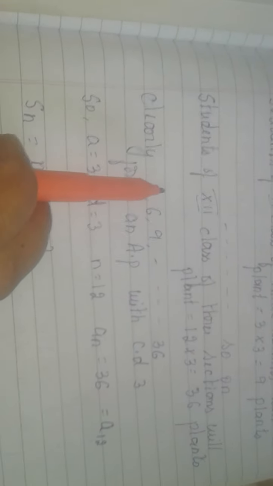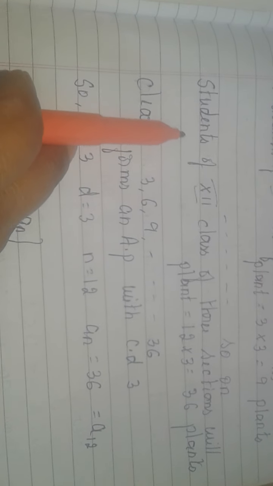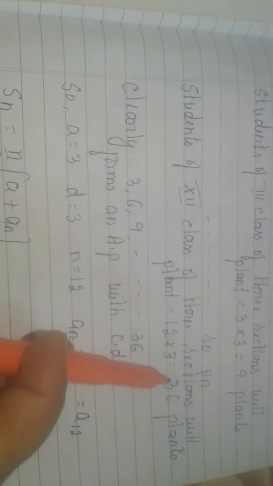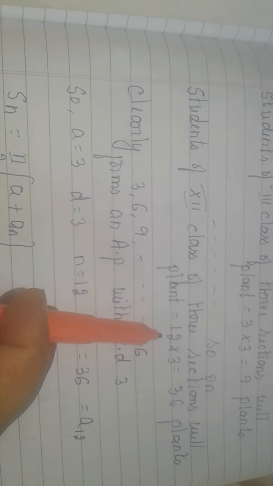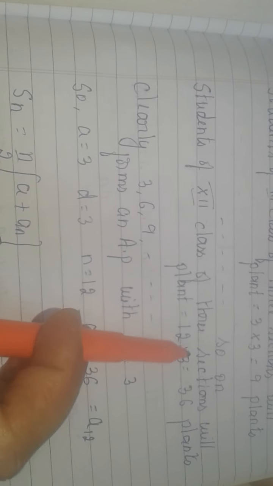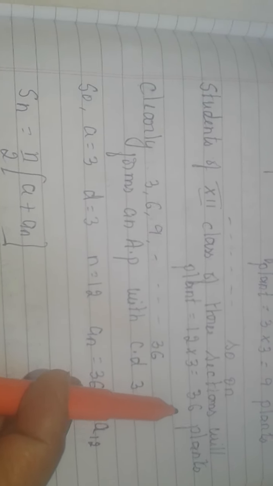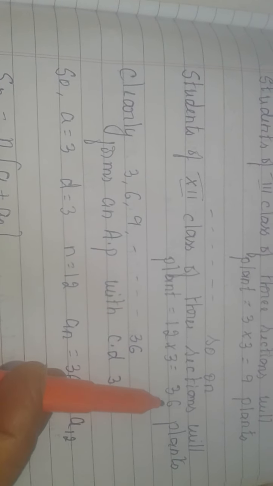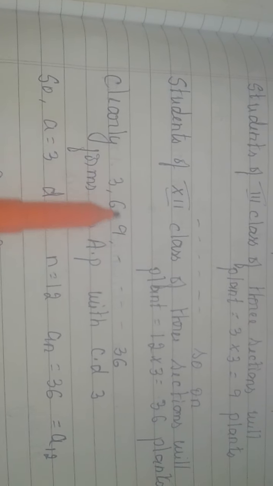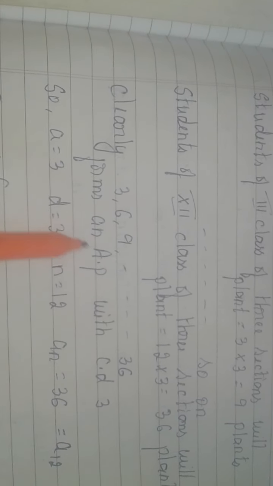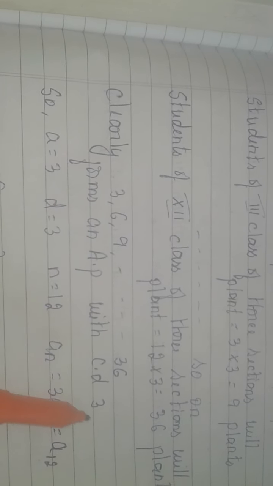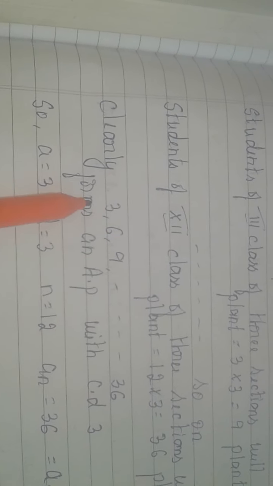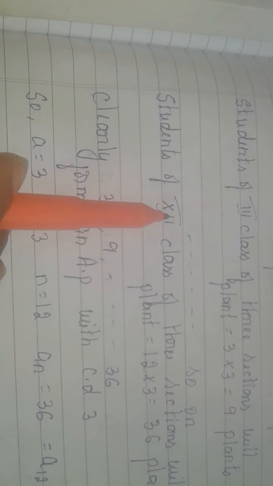So students till 12th class. Students of 12th class, of 3 sections, will plant 12 plants each because they are in 12th class, and there are 3 sections, so into 3. So 12th class children are going to plant 36 plants. So clearly from the above explanation, 3, 6, 9, and so on, 36 forms an AP with common difference. You can see 6 minus 3 is 3, 9 minus 6 is 3. Common difference is 3.